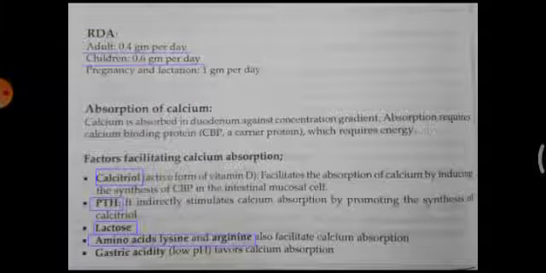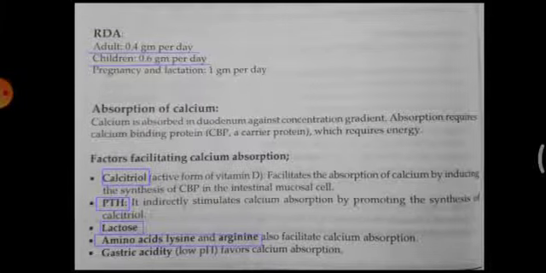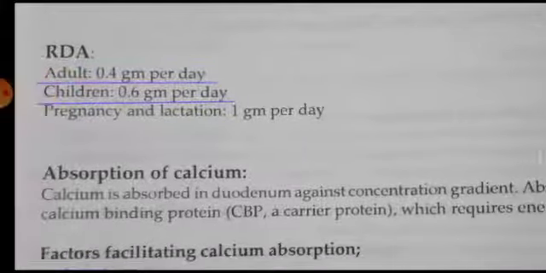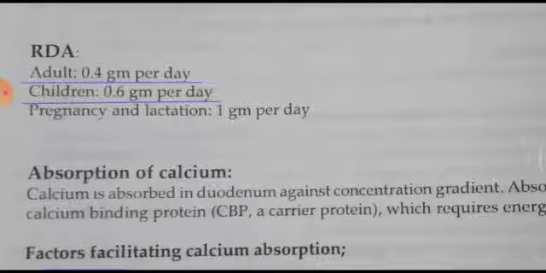Coming to the recommended dietary allowance, the RDA, calcium required is about 0.4 grams per day for adults, and in children 0.6 gram per day. Children require more calcium since they are at the stage of growth and development, and also in special conditions 1 gram extra is required per day. This is about the recommended dietary allowance of calcium.